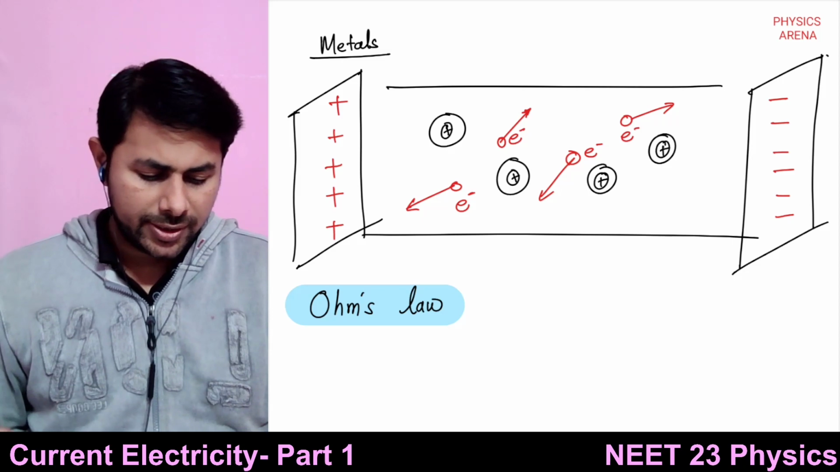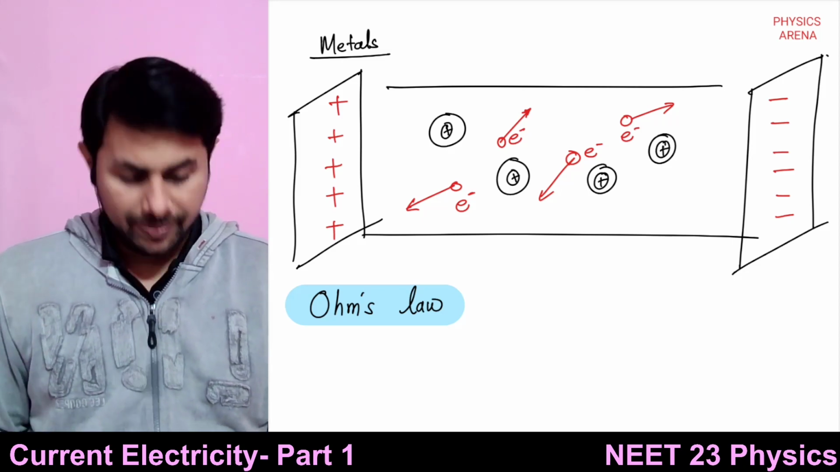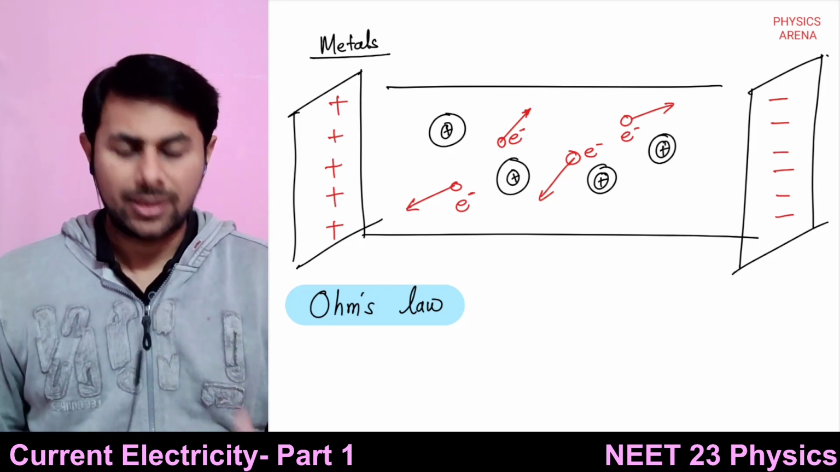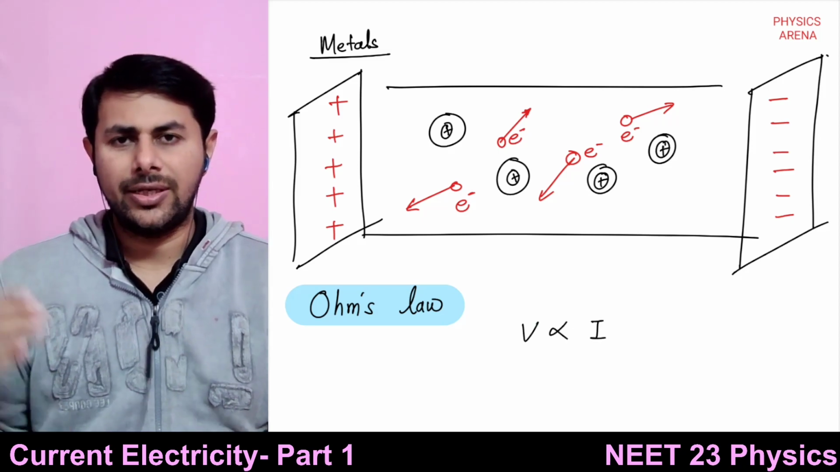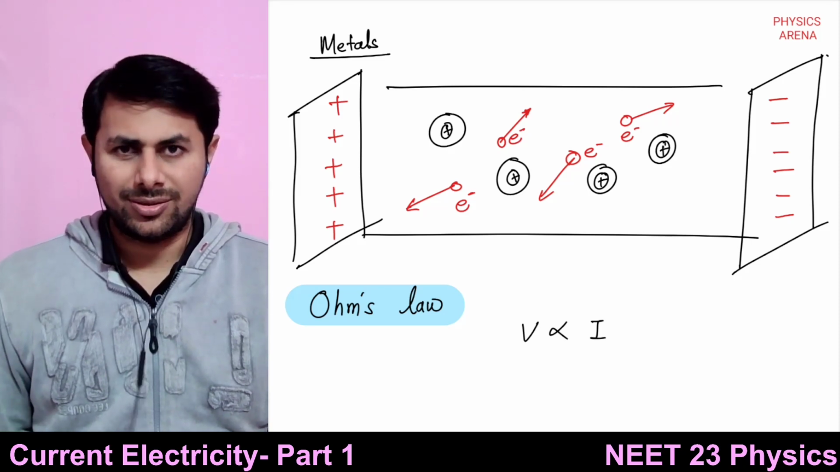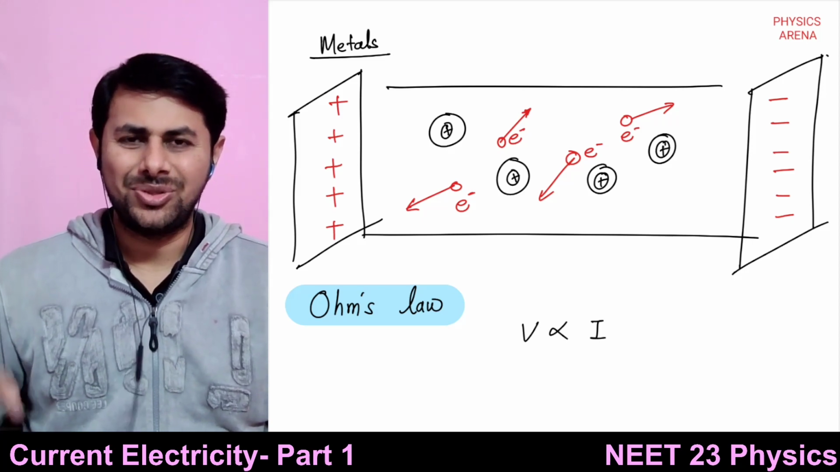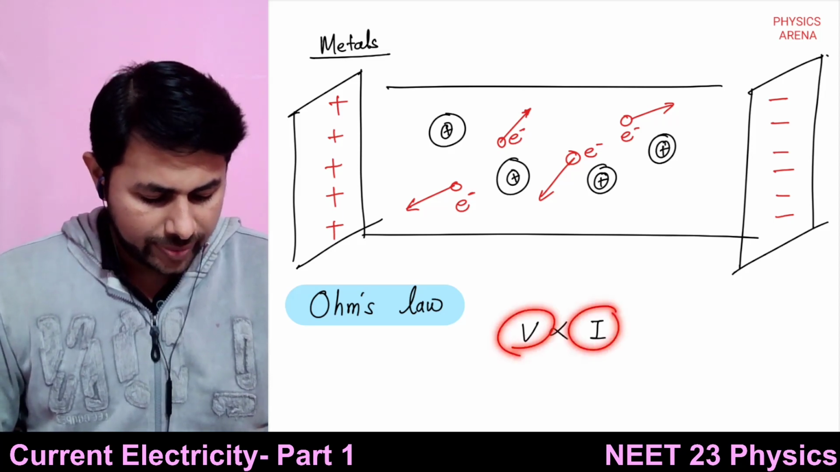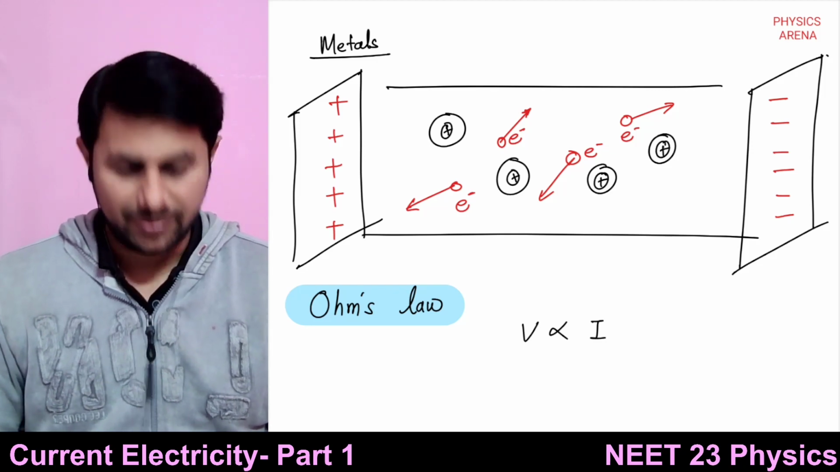So what does Ohm's law say? At any given time, the potential difference that you apply across the ends of a conductor is directly proportional to the current flowing through the conductor. Or you can say the current flowing through the conductor is directly proportional to the potential difference. Or you can say the first power of potential difference. There is no second power, third power, etc. You have the first power of both. V is directly proportional to I, or I is directly proportional to V.